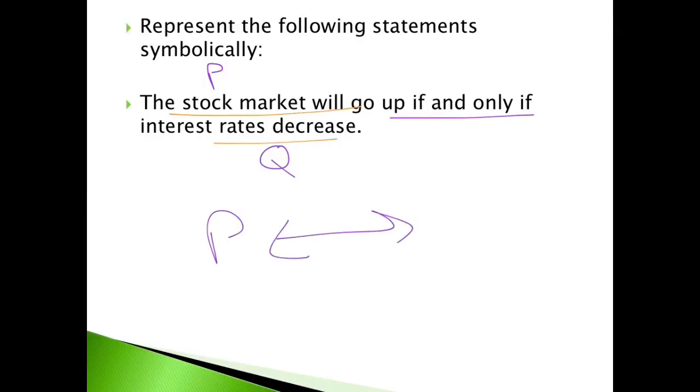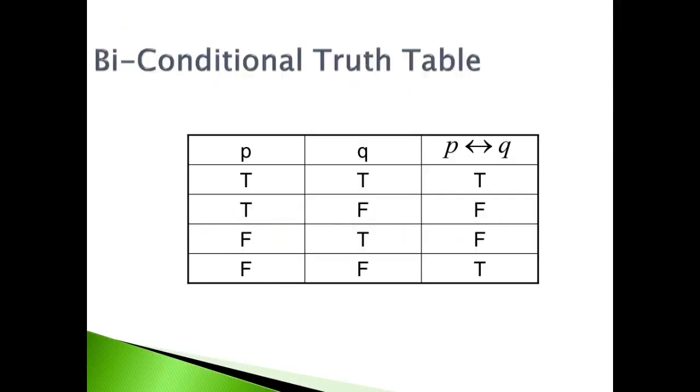Stock markets are going up. That's a positive. Interest rates are decreasing. That's a negative. So you have to put negation of Q, and that would be our symbolic statement. Let's go ahead and look at the truth table for the biconditional. The truth table for the biconditional is similar in a way to the exclusive disjunction. Just kind of the opposite thought here.